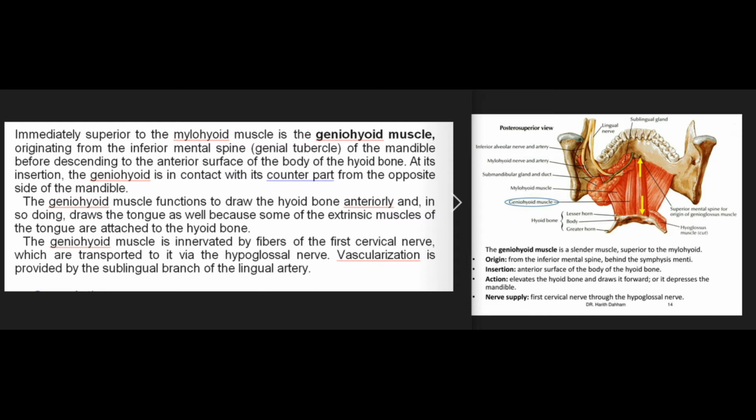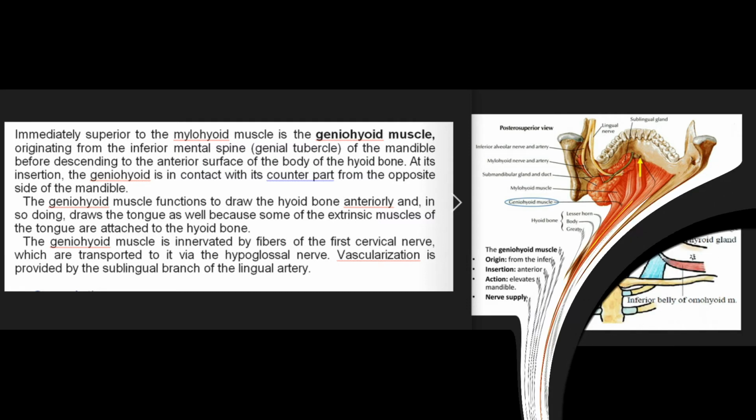The geniohyoid muscle is innervated by fibers of the first cervical nerve, which are transported to it via the hypoglossal nerve. Vascularization is provided by the sublingual branch of the lingual artery.